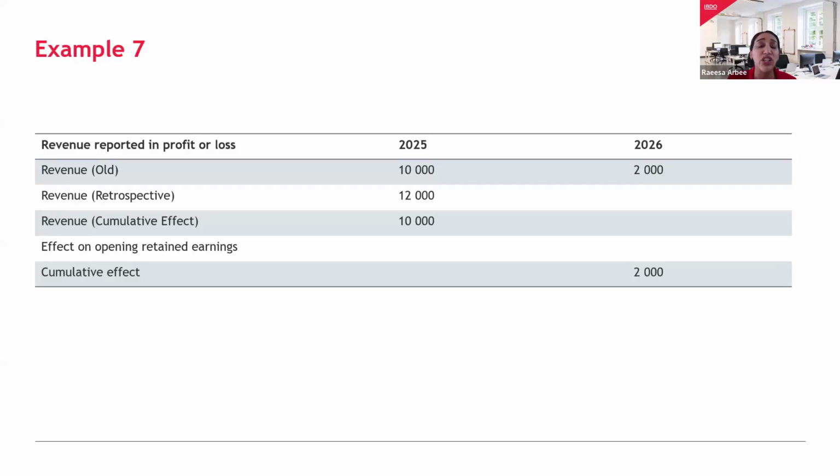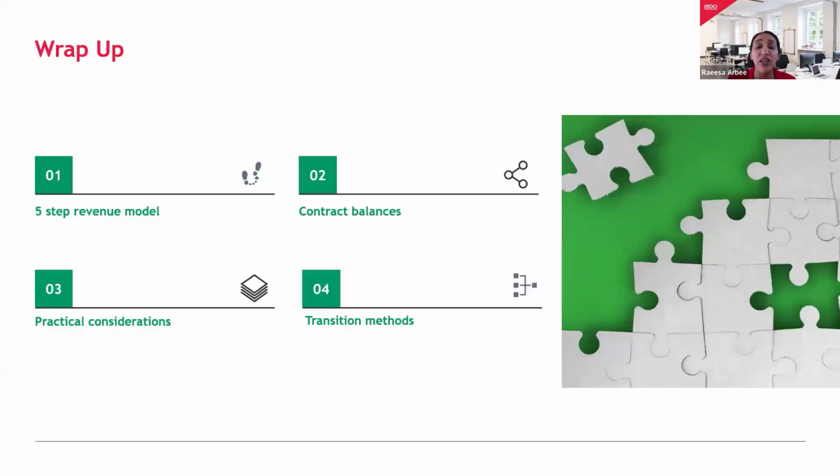On the next slide is really just a reminder of what we've covered. We spoke about the 5-step model. We spoke about contract balances, and Anthony took us through some of the practical considerations. And then we touched very briefly on the 2 different transition methods. Now, we're aware that these new requirements can be complex, and you'll likely identify some additional complexities as you apply them, and hopefully we'll cover some of these in future webinars.